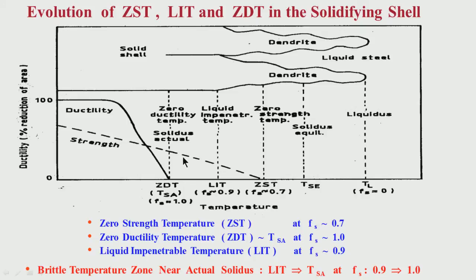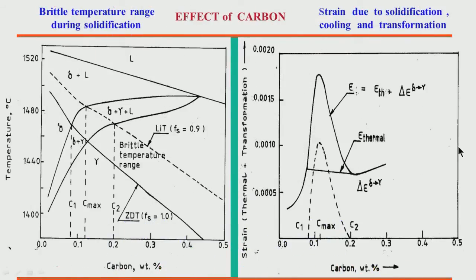That means, around the actual solidus temperature, the brittle zone exists. So, we have to be very careful while the strand is getting cooled during solidification. This temperature region we have to be very careful about. So, brittle temperature zone near actual solidus, that means between LIT and ZDT, in the solid fraction region of 0.9 to 1, it is zero ductility, and beyond this ductility is slowly increasing. So, even slightly lower than this temperature, ductility is also quite low. So, this temperature region is called the brittle temperature zone near actual solidus. So, we have to be very careful about this particular temperature.